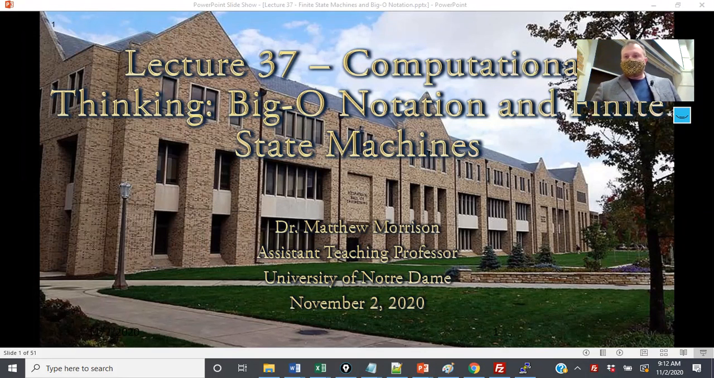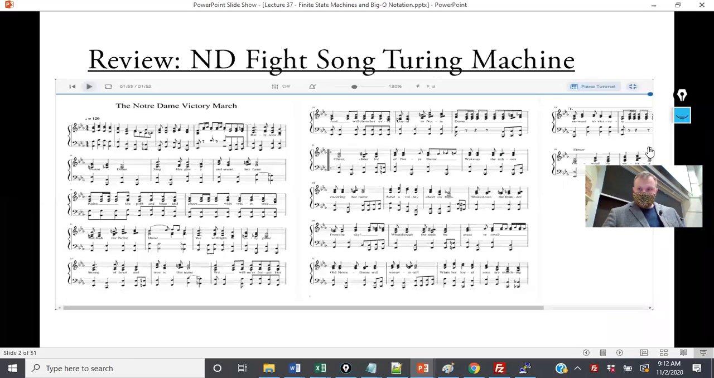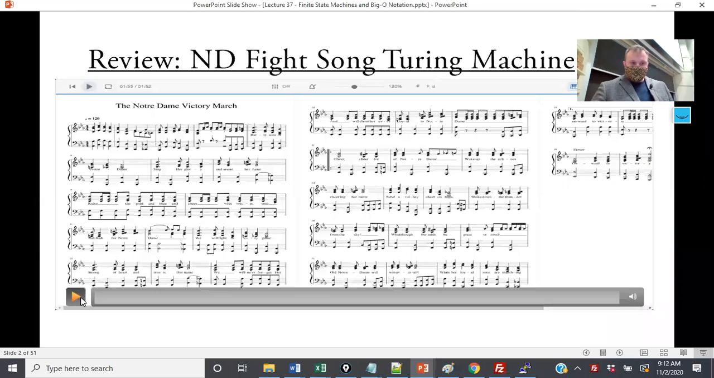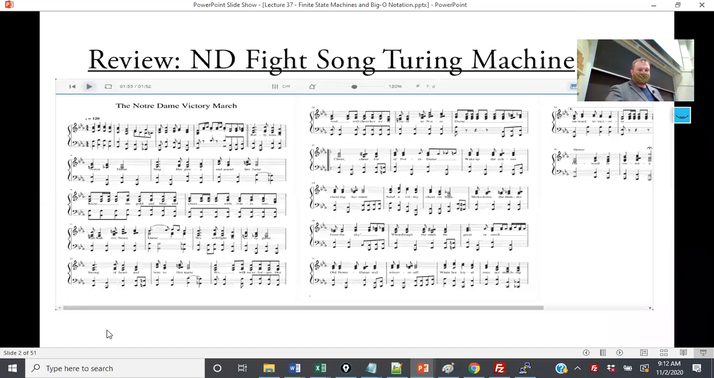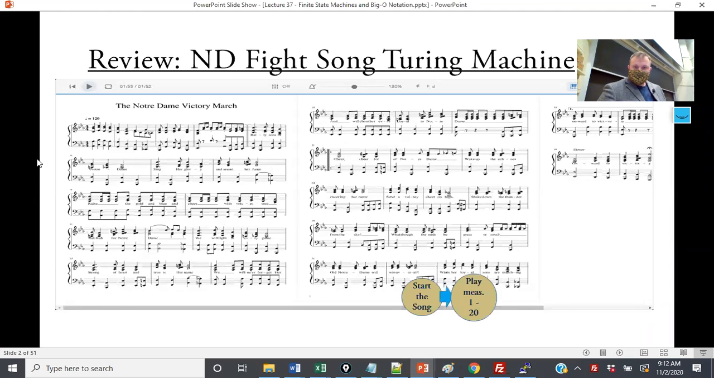So the first thing I would like to do is take you all the way back to the very first week when we were talking about Turing machines, and I gave you this analogy. I'm going to go over it again. You all remember this? We went over the Notre Dame fight song, if it were actually to play. It decides it doesn't want to. Okay, so, all right, so pretend the Notre Dame fight song is playing.